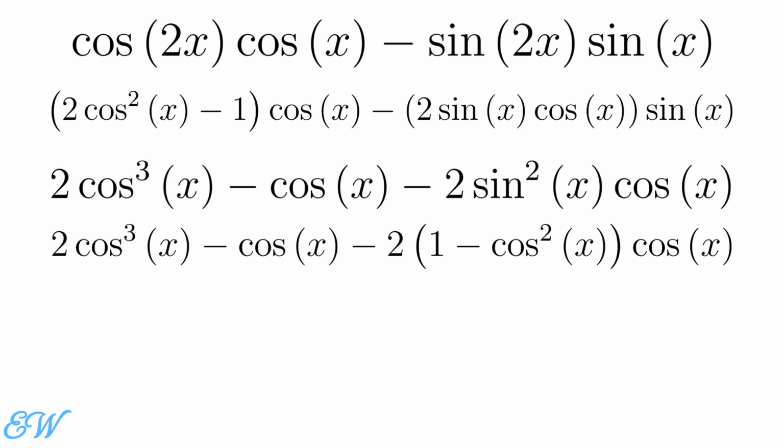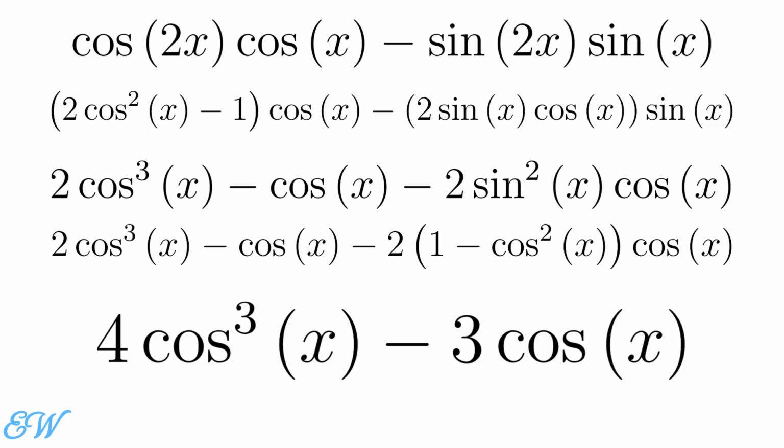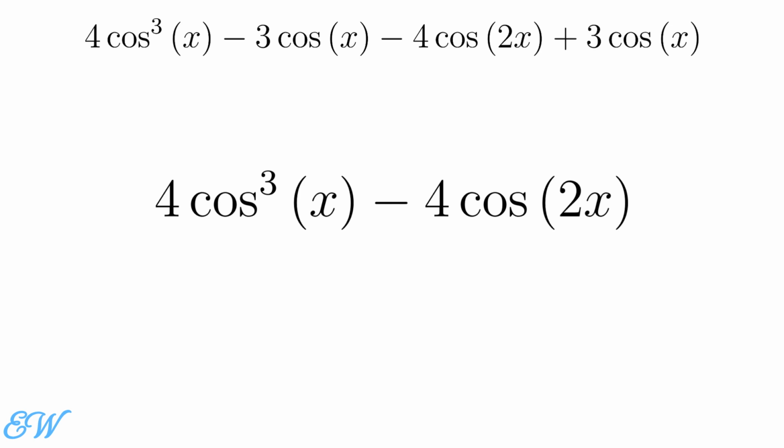Next, we know that sine squared x plus cosine squared x equals 1. From that, we get that sine squared x is equal to 1 minus cosine squared x. So we can plug that in to get more cosine x's instead of sine x's in our equation. Finally, we can distribute everything and combine like terms to get our final answer, that cosine 3x is equal to 4 cosine cubed x minus 3 cosine x. This is our simplified form of cosine 3x, so that we can put it into terms of just cosine x.